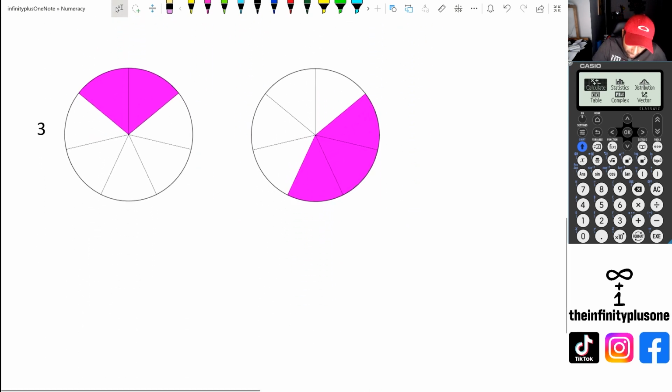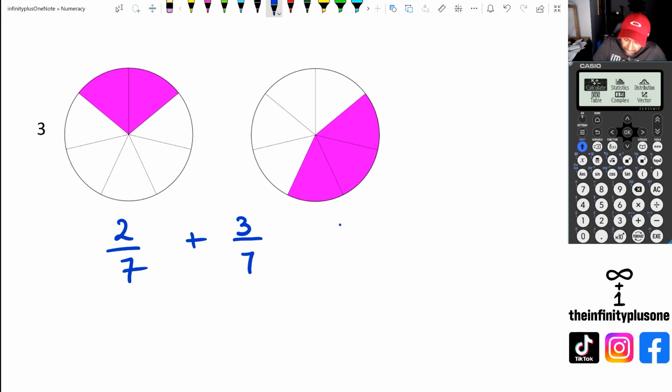So finally, looking at question 3 here. What we've got is 2 out of 7 plus 3 out of 7. And in this case, we would add the numerators together. So we've got 2 plus 3, which is 5. And the denominator we leave as it is. So we're going to end up with 5 over 7.